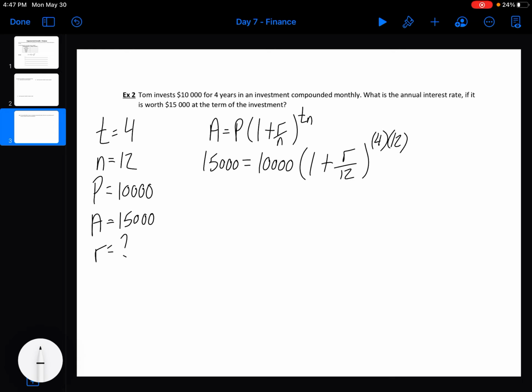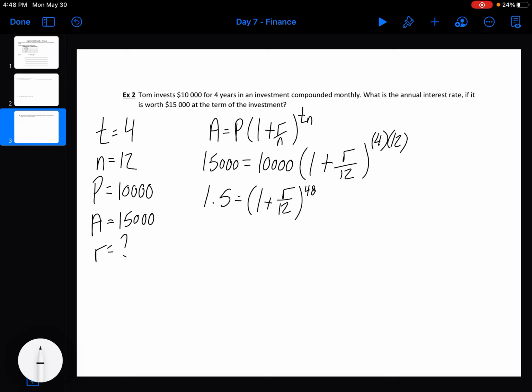Okay, so we get 15,000 divided by 10,000 as our first step. And a lot of people can do that in their head, obviously. We're just going to get 1.5 is equal to 1 plus still r over 12. Now this is going to be 48.